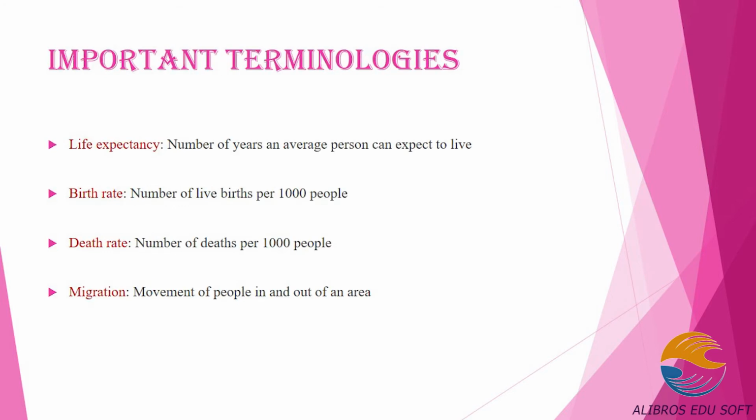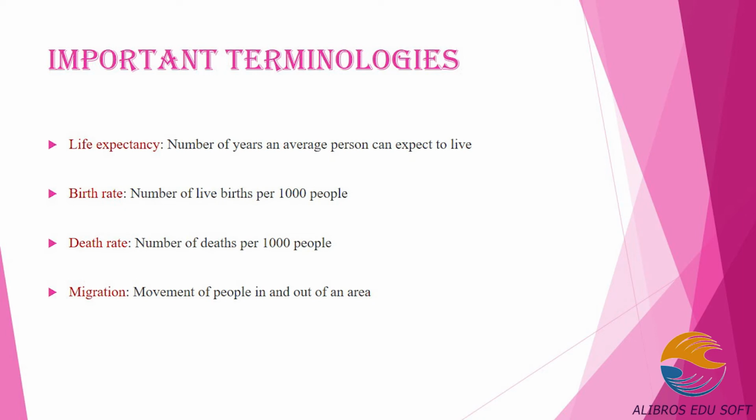Next are important terminologies. The first one is life expectancy. It is the number of years that an average person can expect to live. Next is birth rate. It is the number of live births per 1,000 people. Next is death rate. It is the number of deaths per 1,000 people. So the birth rate is the number of live births per 1,000 people, and death rate is the number of deaths per 1,000 people.